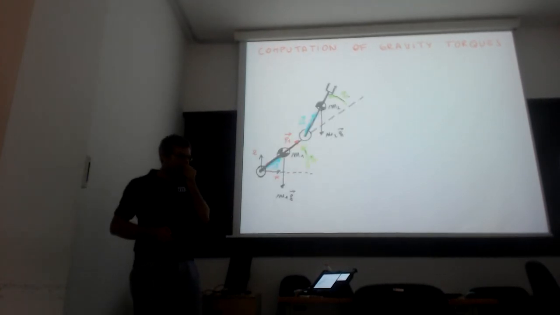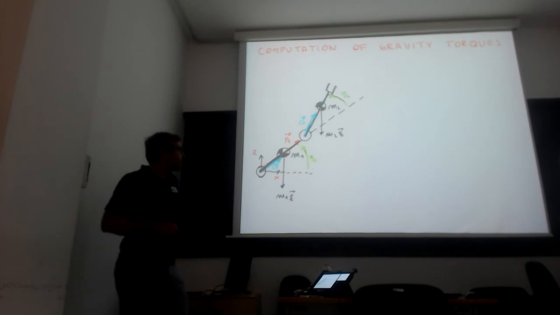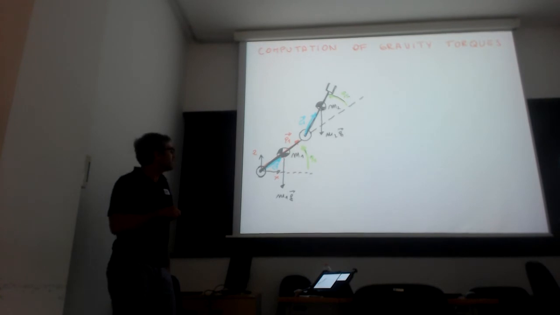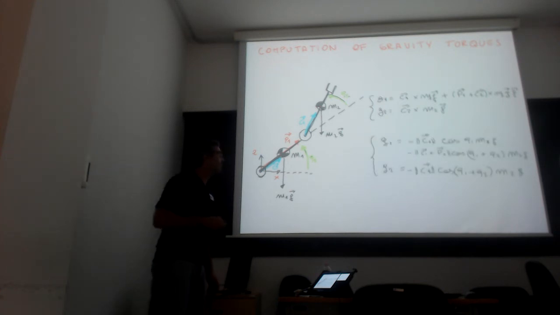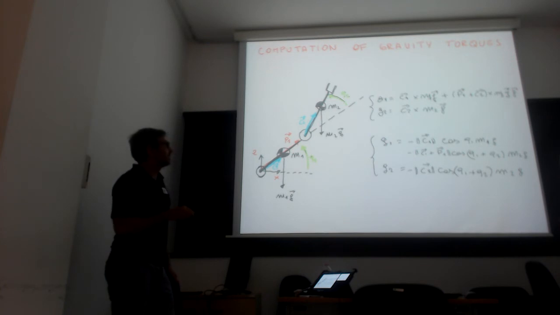So how do we compute the gravity torque? Gravity torque is quite simple. We consider the location of the central mass, and we know that at the central mass of each link we have a gravity force applied, and we compute the effect of this gravity force on the torque of joint 2 and of joint 1. So joint 1 will have to withstand two links, so we have a bigger gravity torque, while the second joint will see only the cross product between the location of the central mass and the gravity force of the second link.